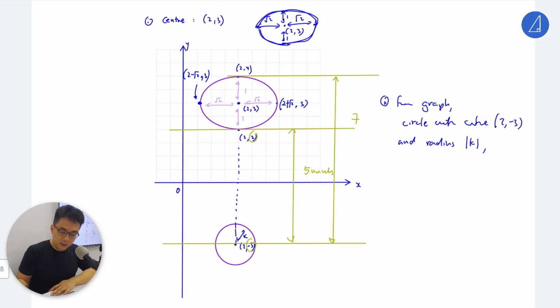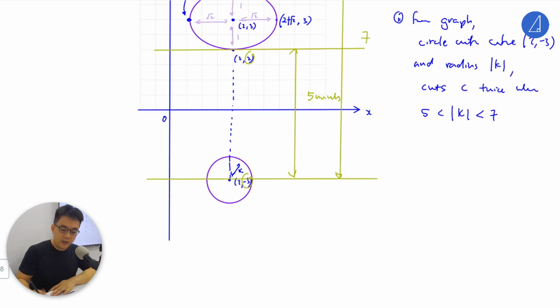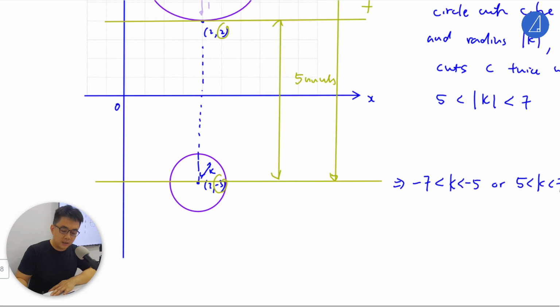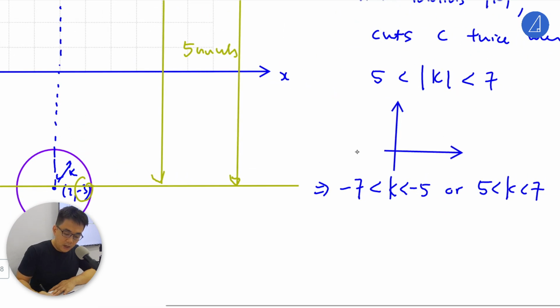Circle with center 2, -3 cuts C twice when modulus k is between 5 and 7. Okay, so hence this is the answer. Anyone have issue? Okay, so how do I arrive at this so fast? This is how I visualize it. If you have a problem with this one, you just ask.